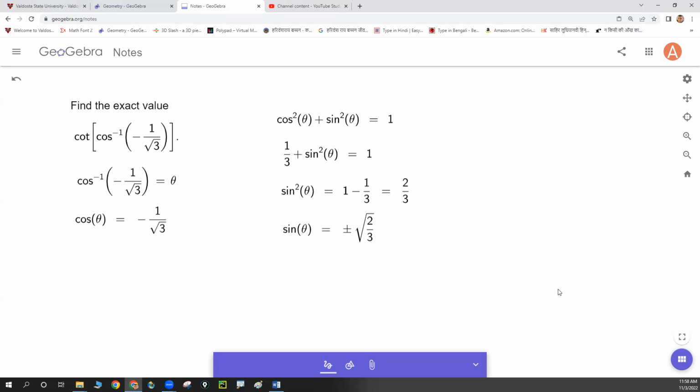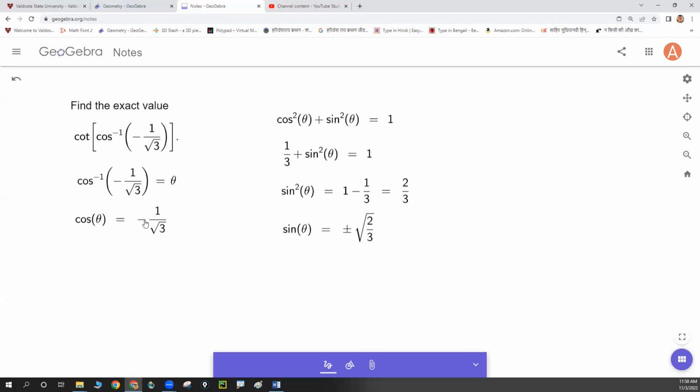Now, let's pause and reflect. Now, I need to find out if sine theta is positive or negative. So, if theta is in the upper half, in quadrant 1 or quadrant 2, and cosine theta is negative, so it has to be in quadrant 2. In quadrant 2, sine theta is positive. I was careful.